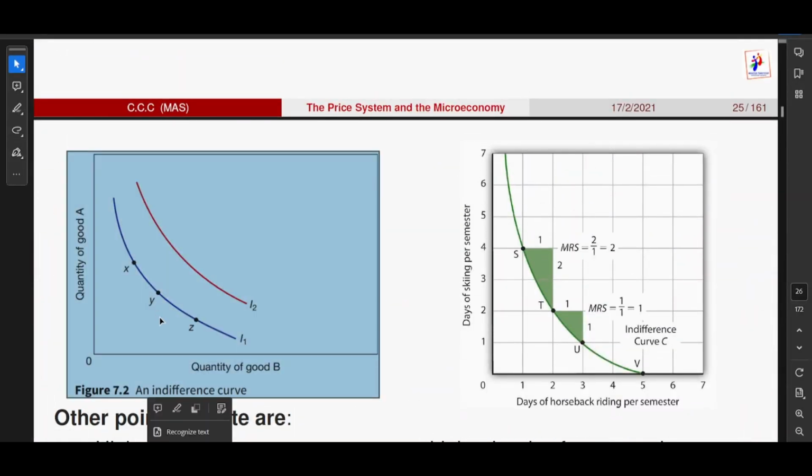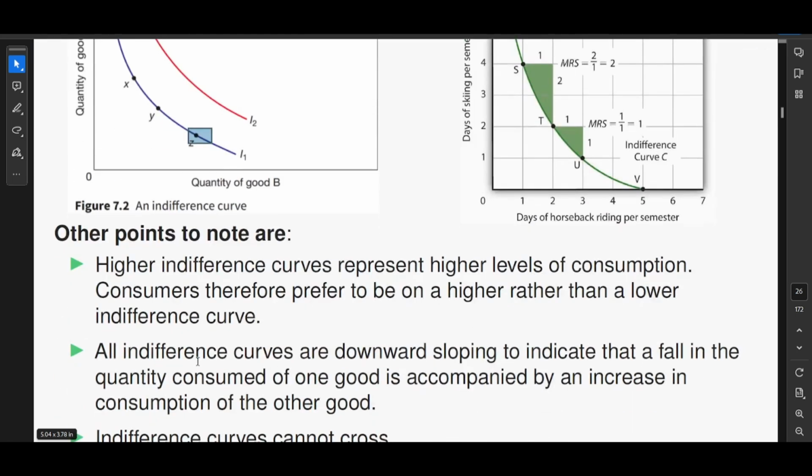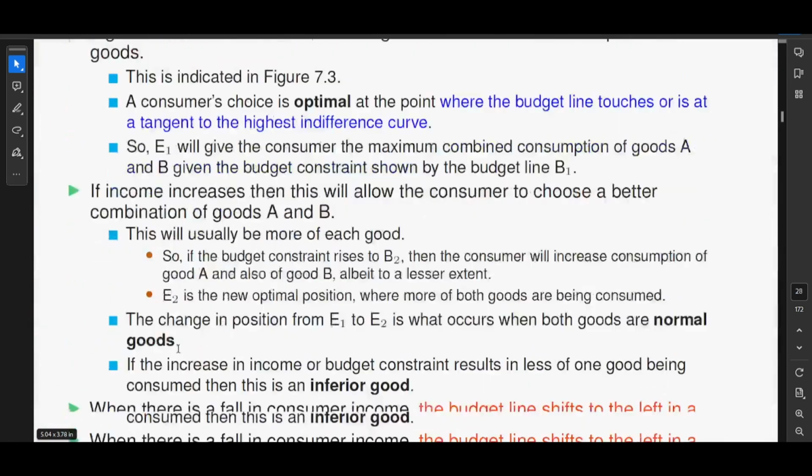So let's say here, this would give you, just for example, 2 of A and 8 of B. Here, your utility is being maximized.